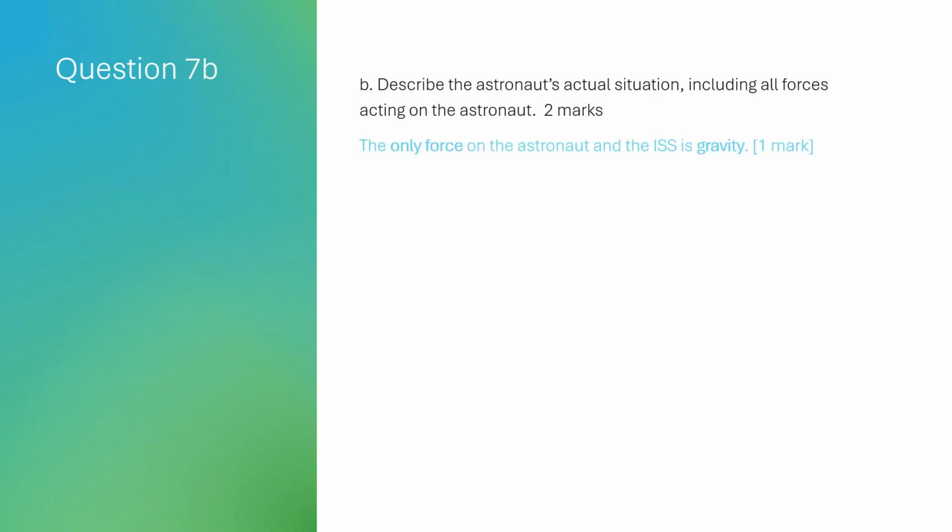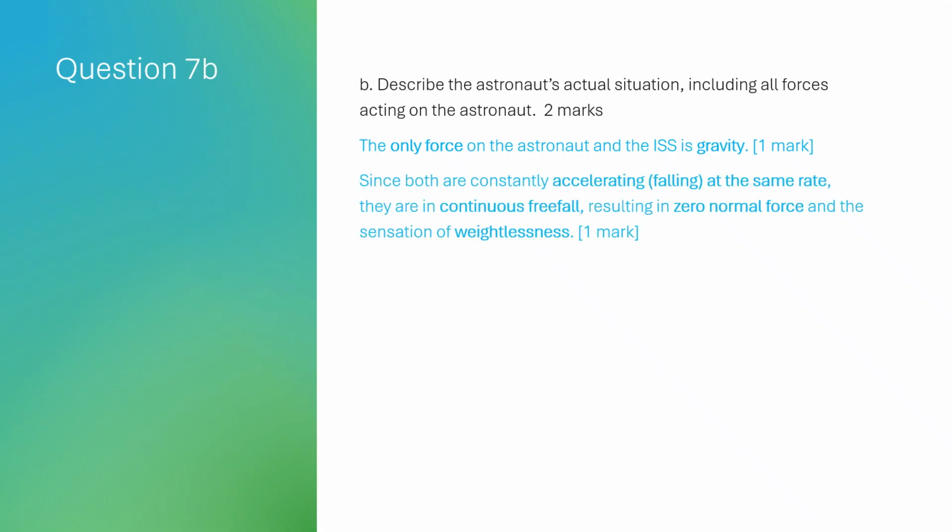The only force on the astronaut and the ISS is gravity. Since both are constantly accelerating, falling, at the same rate, they are in continuous freefall, resulting in zero normal force and the sensation of weightlessness.